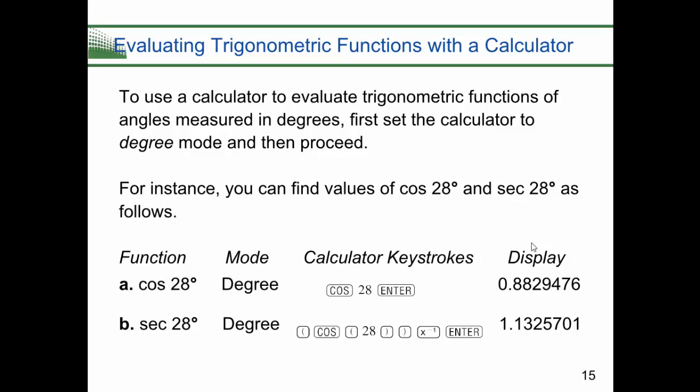So to use a calculator to evaluate trigonometric functions of angles measured in degrees, you must first set the calculator into degree mode and then proceed. For instance, you can find the values of cosine of 28 degrees and secant of 28 degrees as follows. So in degree mode for both, to find cosine of 28 degrees, you can hit cosine 28, enter. For secant of 28 degrees, make sure you're in degree mode. You can hit cosine of 28 and then the inverse key and enter. You can also do 1 divided by cosine of 28.